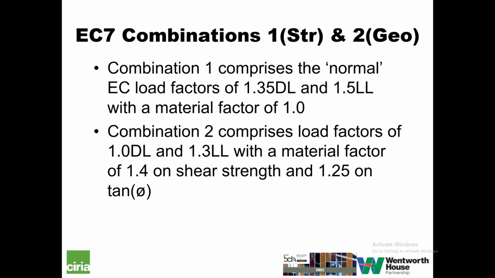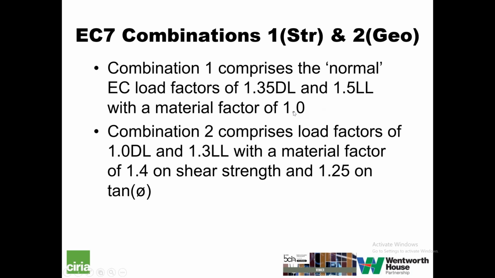So combination 1 is a normal EC load factor of 1.35 and 1.5 with a material factor of 1. Combination 2, they have varied the material factor on the ground, giving a combination 2 load factor of 1 dead and 1.3 live, with material factors on the ground of 1.4 on the shear strength and 1.25 on the friction strength. So we had the challenge of combining that with the FEM data to get a set of figures to which we could work.